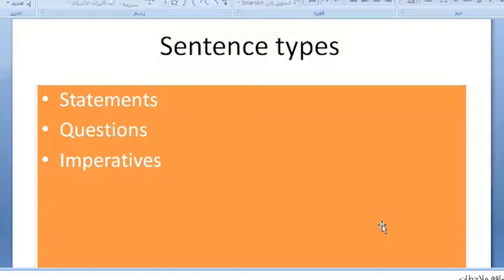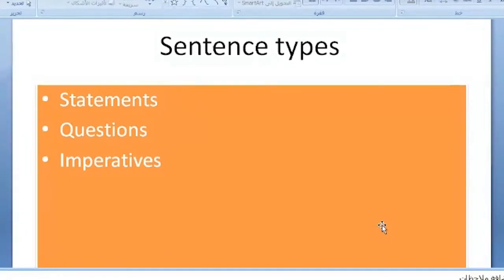So there are functions for statements. There are functions for questions. Because sometimes when I ask something, sometimes I want to request something. Request a materialistic thing or a spiritual thing or what? Or hidden information. Imperatives are used to give orders, to give commands.